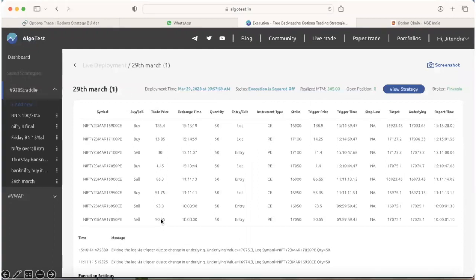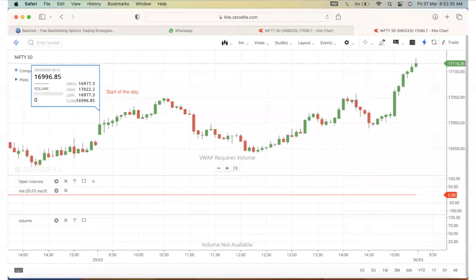the market sold call and put option, that is our algo sold call and put option, and then at 11 the call option which was sold was bought and another call option was sold, and then at 3:10 the put option which we had sold got bought and another put option was sold, and then at 3:15 both were squared off. So we'll just see how that looked in the chart.